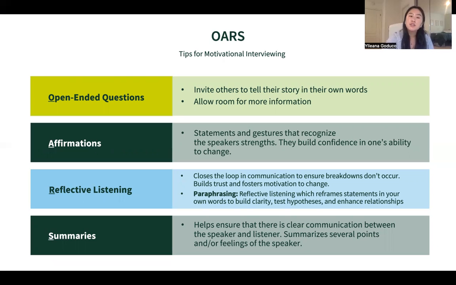Reflective listening is the third aspect. It closes the loop in communication to ensure breakdowns don't occur. It's the key for building trust and fostering motivations to change. A helpful tip to practice reflective listening is to paraphrase. Paraphrasing is reflective listening, which reframes the statements in your own words to build clarity, test hypotheses, and enhance relationships.